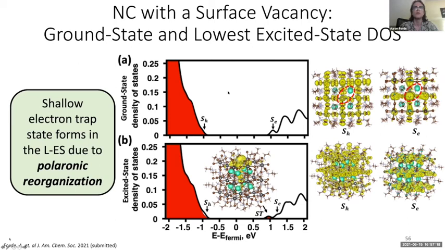But in the lowest excited state, once you allow polaronic reorganization, you see that there's a shallow trap state that forms, which localizes itself to the surface lead p orbital, and then some of the bromine as well. And the figures on the right show that the SH and SE bands still remain fairly pristine. So there's just a reordering of the energy levels when introducing the polaronic reorganization.